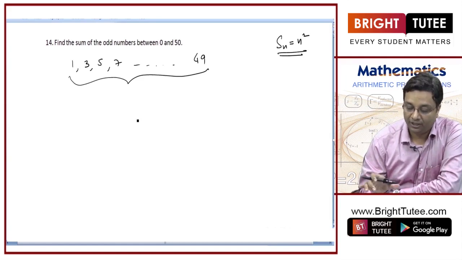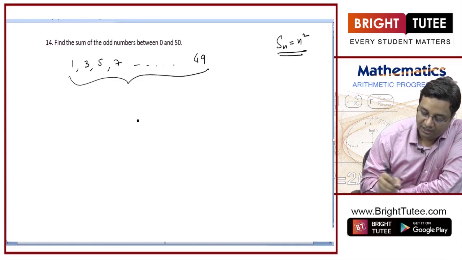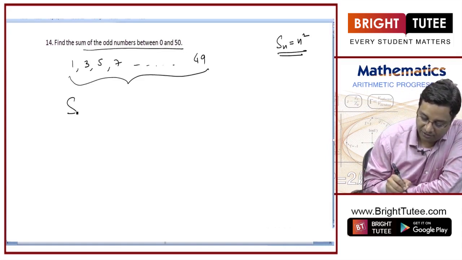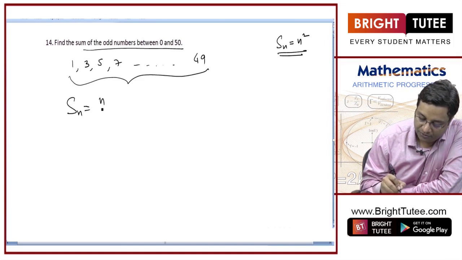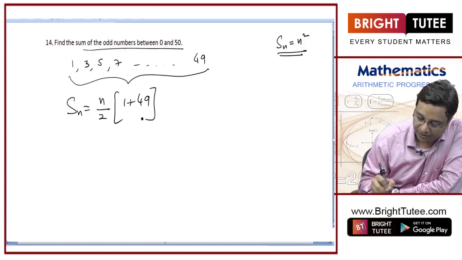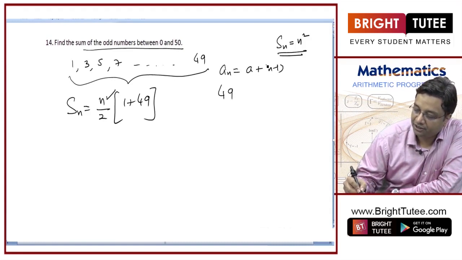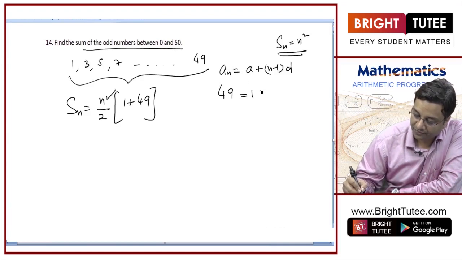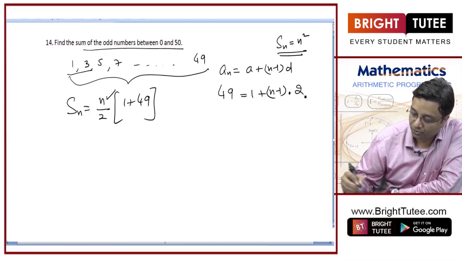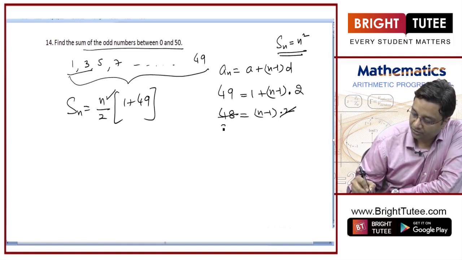First of all, you need to calculate the value of n here, right? Otherwise, you could have simply applied Sn, which will be equal to n by 2, but for that also you have to calculate n, right? What is n? An is equal to a plus n minus 1 into d. What is a? 1. And n we are here to calculate. D is equal to 2. So, it will become 49 equal to 1 plus n minus 1 into 2. So, 24, n is equal to 25, right?